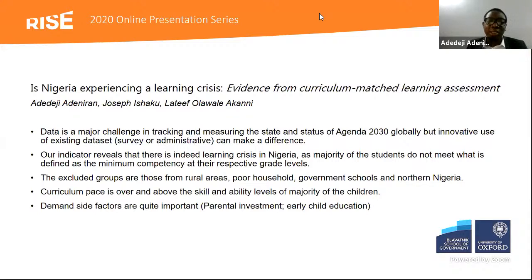Speaking to this, in our study, we asked different questions around what is the state of the curriculum in Nigeria, and do we have assessment tools to test it? And that is the first key takeaway from our study, which speaks to the fact that data is actually a major challenge in tracking and measuring the status of the 2030 Agenda, not just in Nigeria, but globally. But the good thing is that in the conversation that education cannot wait, assessment too cannot wait. And if assessment cannot wait, we need to be innovative about how we go about it. So this study demonstrates that it is possible, using tools that administrators, school authorities and government already have, such as surveys and administrative data, to make a difference in tracking changes.